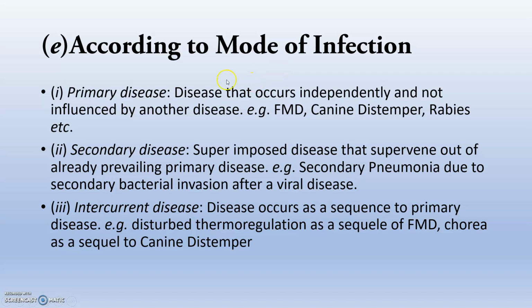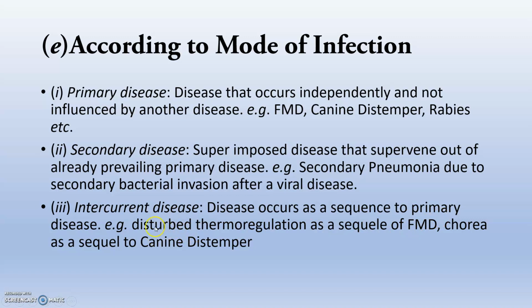Next is the mode of infection: primary disease, secondary disease, intercurrent disease. Primary disease occurs independently and is not influenced by another disease, that is FMD, CED, rabies, etc. Secondary disease is when you have a primary problem and due to that your immunity is lost, and due to that the secondary infections come. Secondary pneumonia is very common. Intercurrent disease is equivalent to the primary disease.